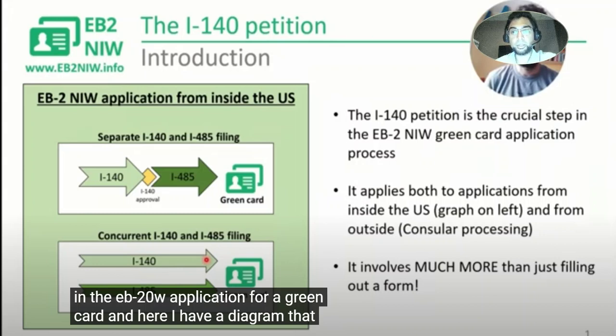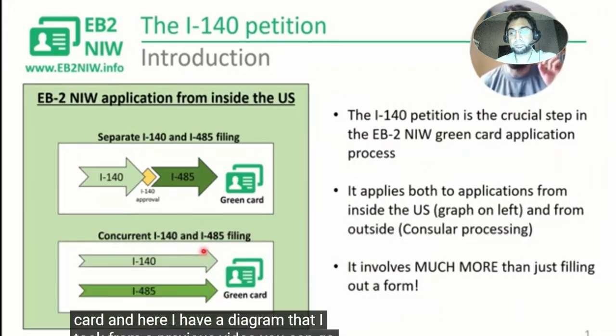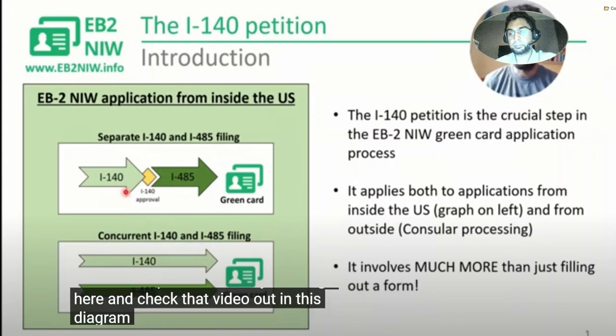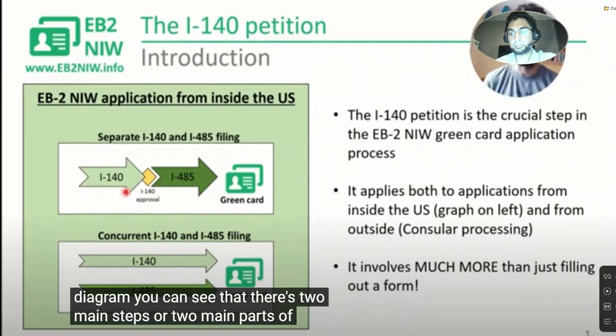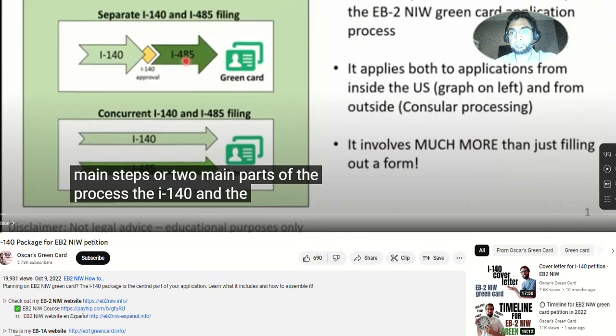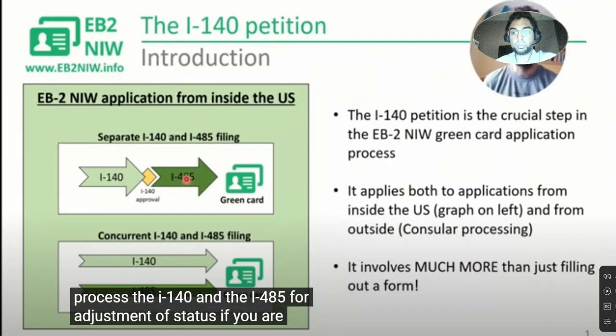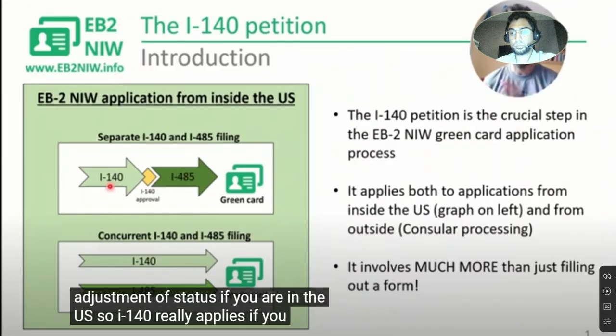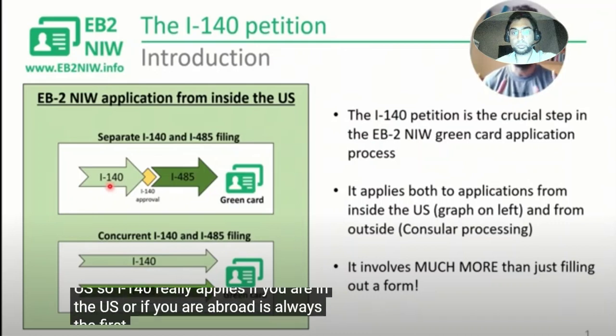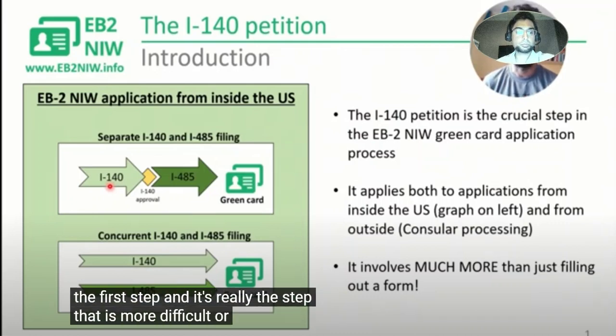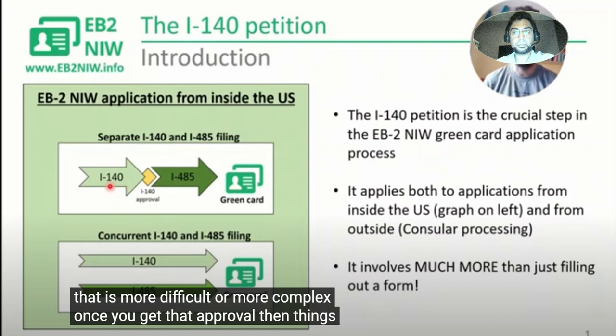I took this from a previous video, you can go there and check that video out. In this diagram, you can see that there are two main parts of the process, the I-140 and the I-485 or adjustment of status if you are in the US. I-140 applies whether you are in the US or abroad. It's always the first step and it's the step that is more difficult or more complex. Once you get that approval, things are a little bit more clear.